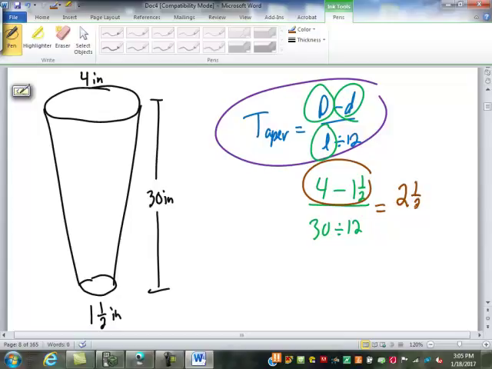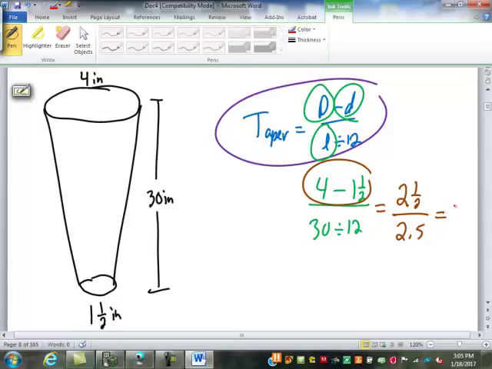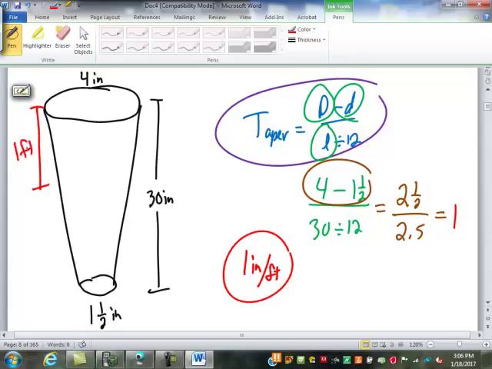Then what? 30 divided by 12, which is 2.5. So 2.5 divided by 2.5 is? 1. So the taper on this is 1 inch per foot. What that is saying is for every foot of length, the diameter decreases by 1 inch. So minus 1 inch.